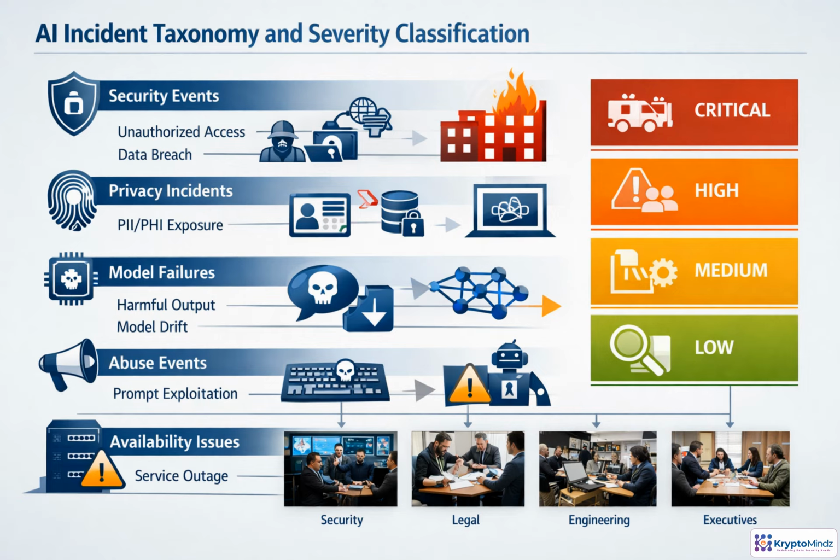Consistent classification turns a chaotic AI event into a managed response. Start by naming the incident type: security, privacy, model failure, abuse, or availability. Then rate severity based on real-world impact, including possible harm, PHI or PII exposure, regulatory consequences, users affected, business disruption, and whether the issue can repeat. That rating should route the case to the right owners, from security and privacy to legal, engineering, clinical leadership, compliance, and executives.